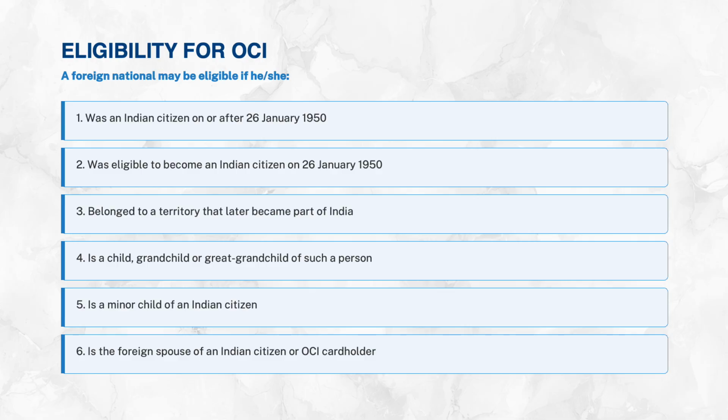Or belong to a territory that later became part of India. Puducherry, for example, with the French nationals, the French citizens in Puducherry can have the OCI card as well. Okay, is a child, grandchild or great grandchild of such a person.